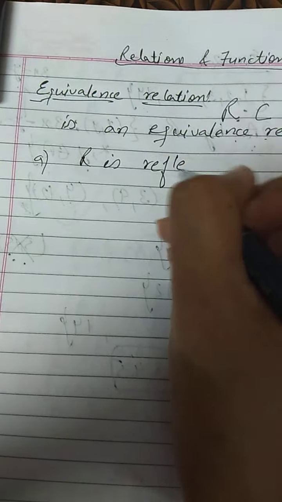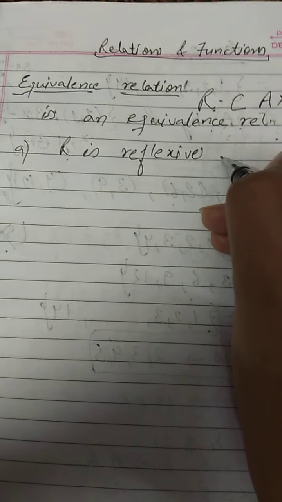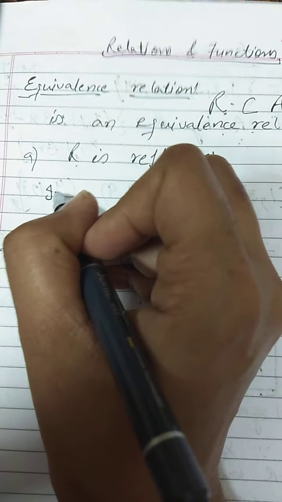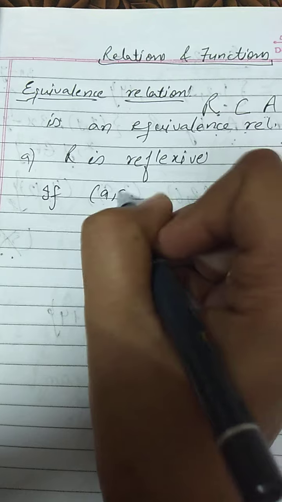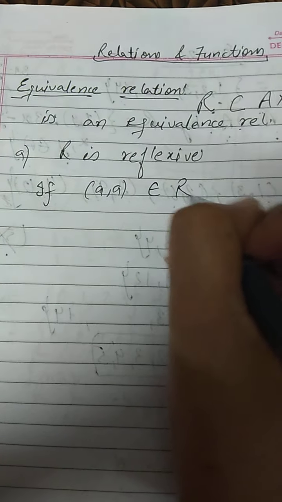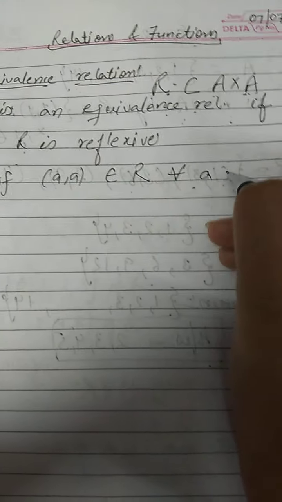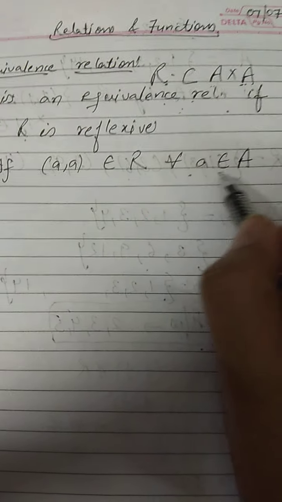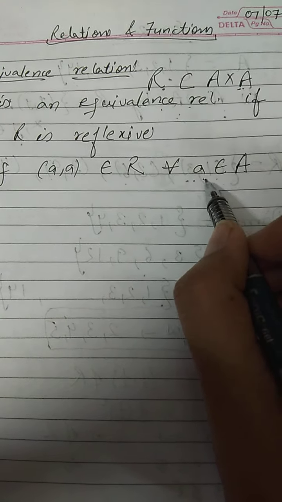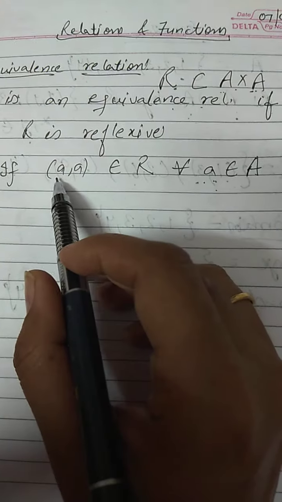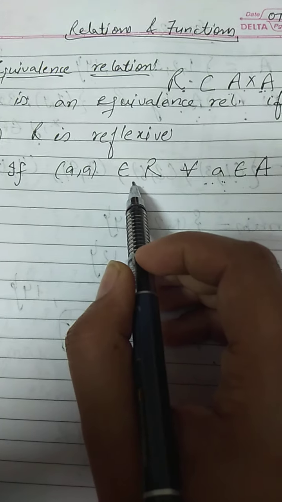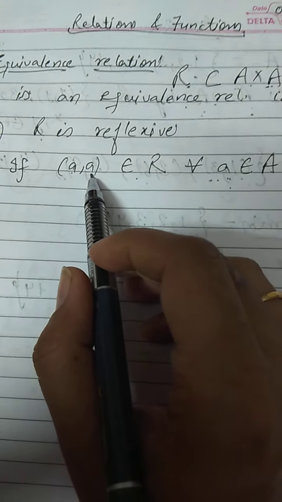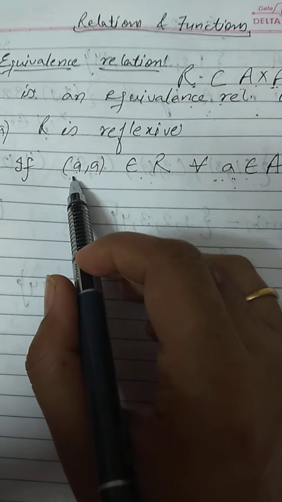First of all, R is reflexive. Now what does it mean? R is reflexive means (A, A) belongs to R for all A belonging to the set A on which the relation is defined. That means if I take any element from the set A, the ordered pair (A, A) should belong to R. It means the image of A should be A only. So that is called reflexive.